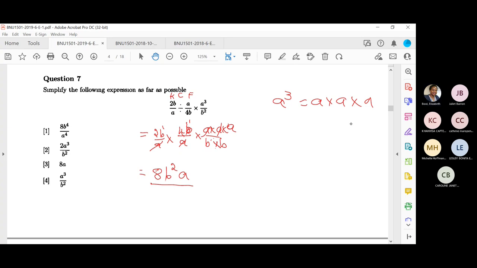Divided by, we didn't even have to simplify it to b times b, so we can put it back to b squared, because it doesn't really make any difference. And now b squared and b squared will cancel out. You will be left with 8a.